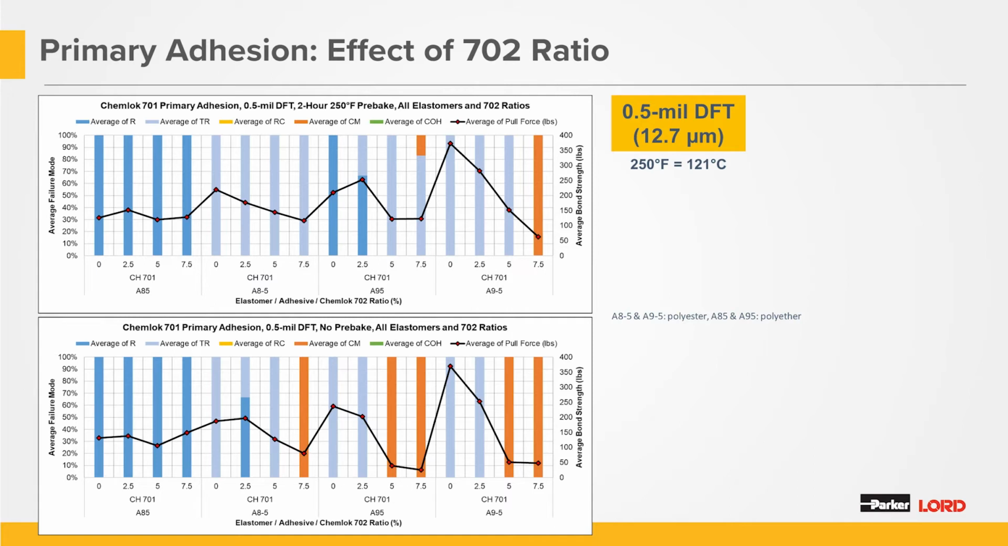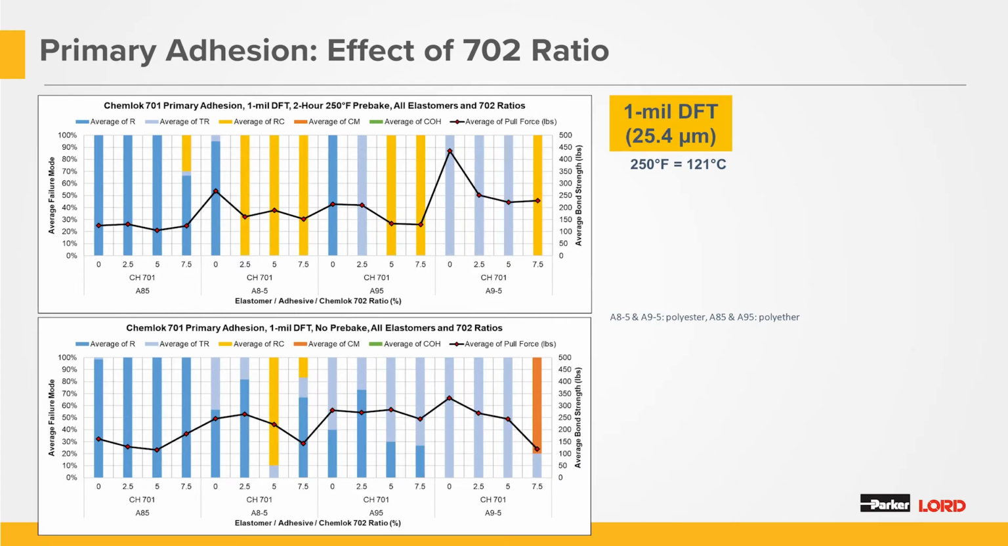We see similar trends with and without pre-bake at 0.5 mil. As the 702 ratio increases, bond performance generally decreases. The lowest bond strength and the highest percentages of cement to metal failure, represented by the orange bars, occur at a 5% by weight ratio and higher. This data set shows that the highest Chemlok 701 performance occurs at a 0 to 2.5% ratio of 702.